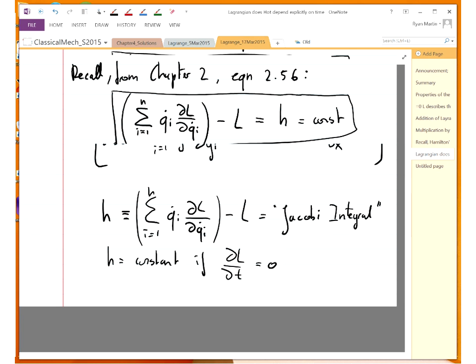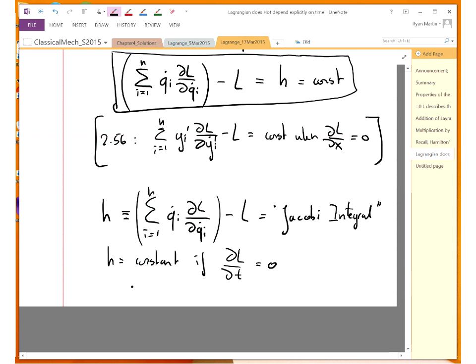Maybe I should make one more comment here. h is constant if the partial derivative of L with respect to t is 0, and we proved that back in chapter 2, so I'm not going to prove it again. When we proved equation 256, we proved that this was true. For h to be constant if the partial of L with respect to t is 0 also means that dh by dt is 0. For h to be constant means it doesn't change with time, so the time derivative is 0. This is interesting: this is a partial derivative.